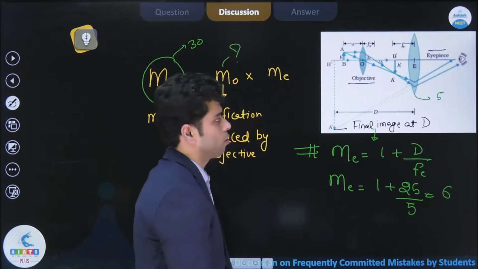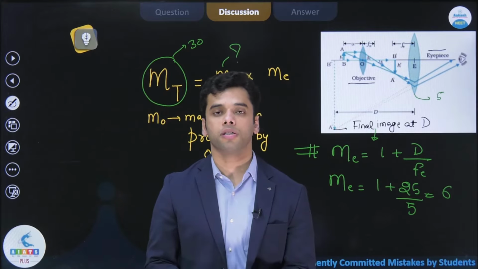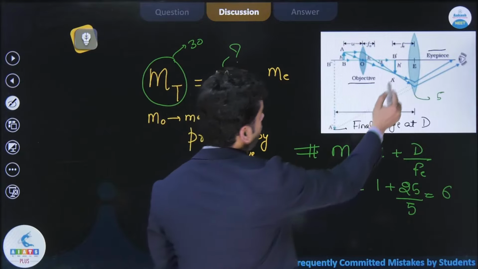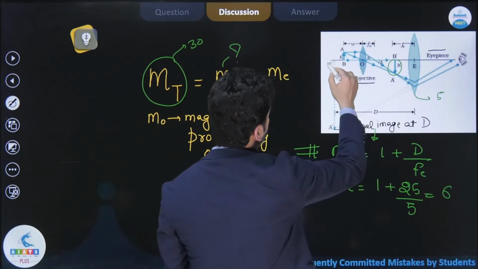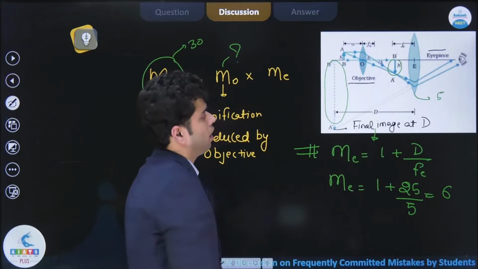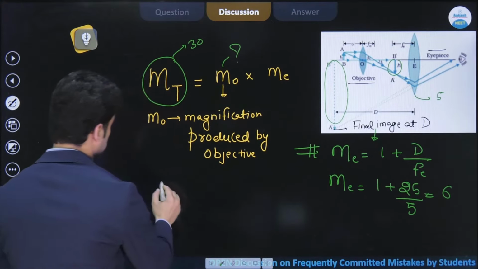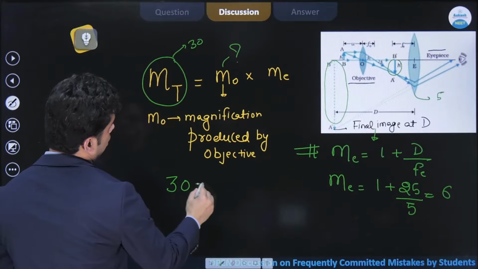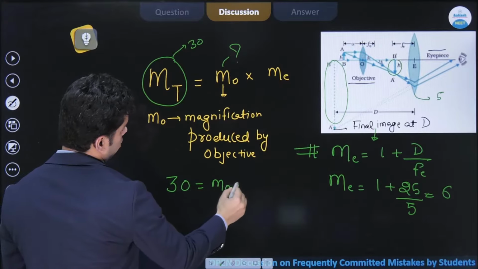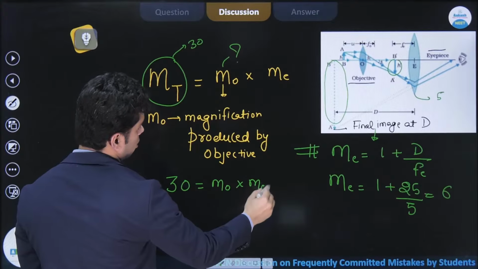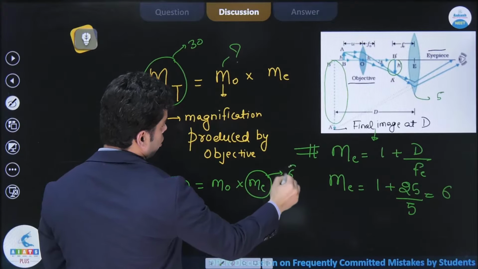ME is 6. और 6 कैसा बेटा? ये इसका मैग्निफिकेशन पॉजिटिव है. आप देख सकते हैं ये रहा ऑब्जेक्ट और ये रहा इमेज. सो यस, दे आर दोनों ही इन्वर्टेड है, तो मैग्निफिकेशन यहाँ पे पॉजिटिव आएगा. सो total magnification is 30. MO is what I need to find and ME. ME मैंने just calculate कर लिया, ये 6 है. So MO कितना आएगा बेटा?